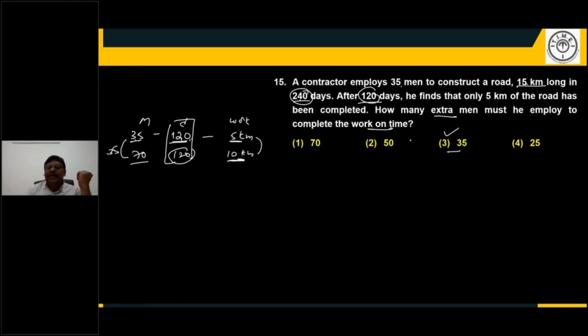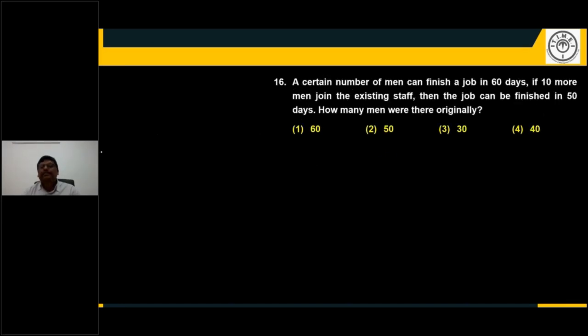I repeat, 35 men worked for 120 days and completed 5 kilometers of work. Total time is actually 240. You're left with another 120 days. He wants to complete the work on time. So now in 120 days, these 35 men cannot complete it. Why? They are doing only 5 kilometers. Still, I want to construct another 10 kilometers, so the work left over is double. So you need double the people.